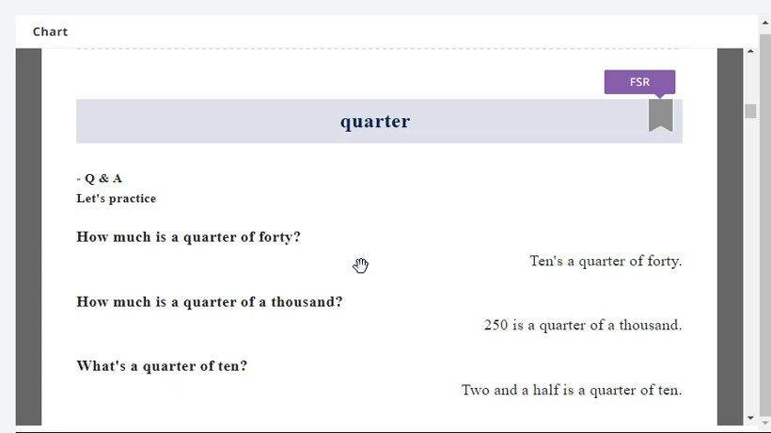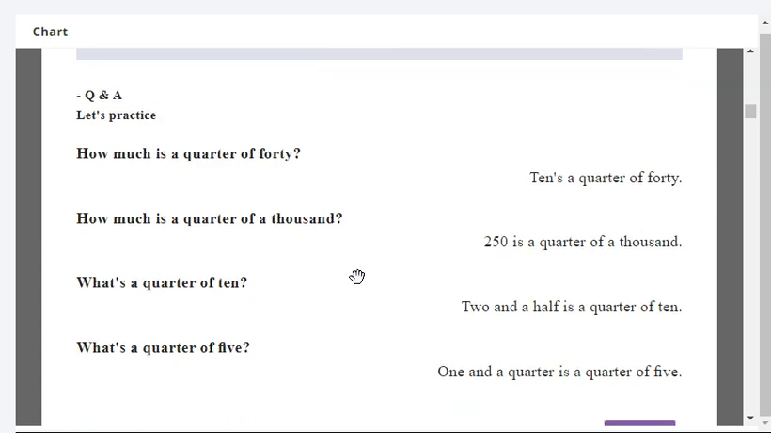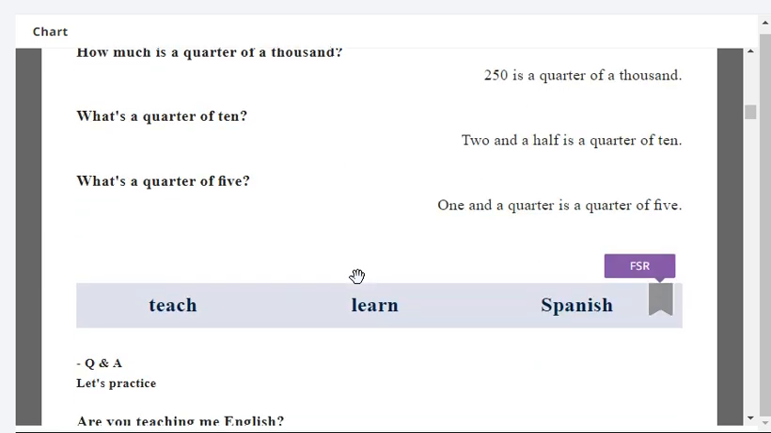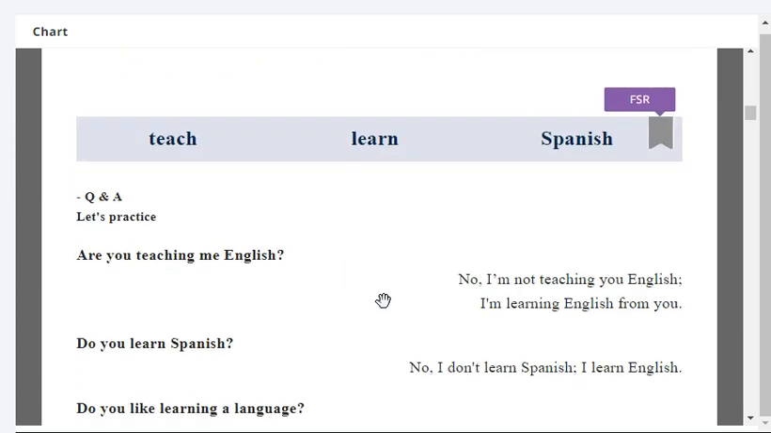How much is a quarter of a thousand? 250. A quarter of a thousand is 250. What's a quarter of 10? Two and a half. Two and a half is a quarter of 10. Very good. What's a quarter of 5? One and a quarter. One and a quarter is a quarter of 5. Very good.